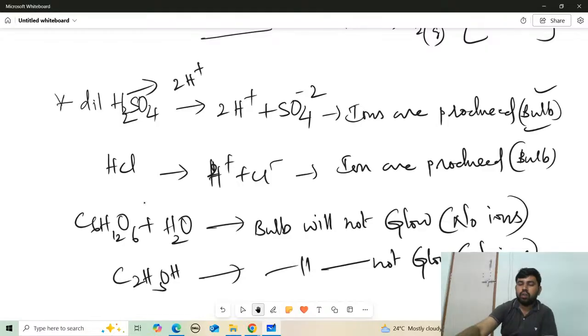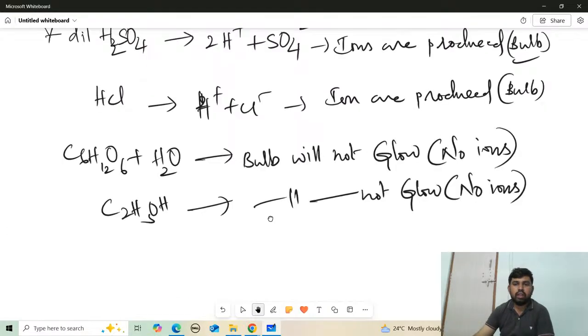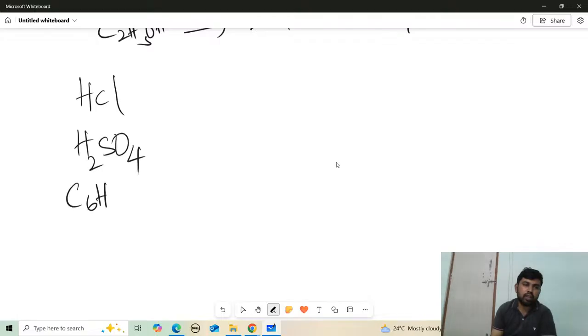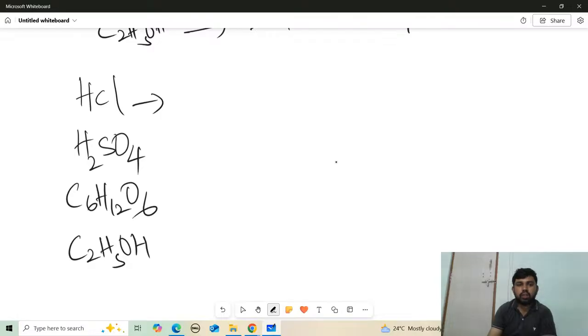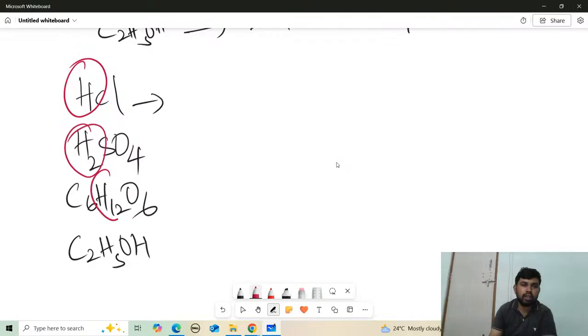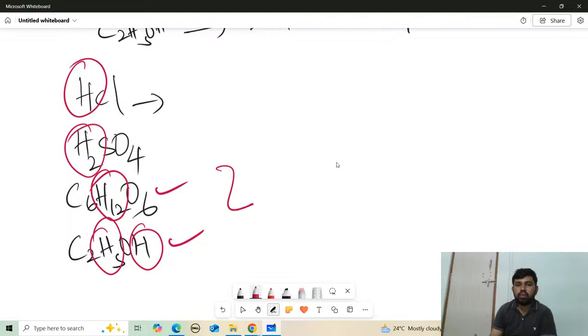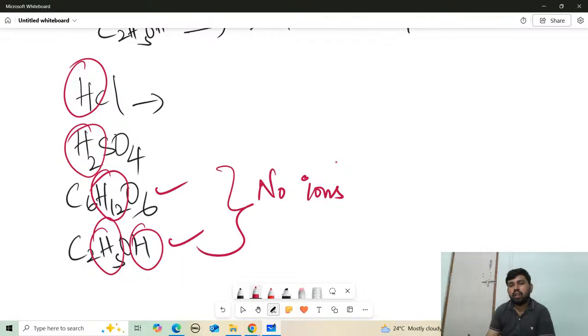So what you understood by this activity, you should know that. Let us understand it. Here we have the formulas: dilute HCl, dilute H2SO4, C6H12O6, and one more, C2H5OH. See whether there is hydrogen here. Yes, hydrogen is there. Here also hydrogen, and here also hydrogen. Just because hydrogen is in the formula, these will not produce ions in water. There is a condition.